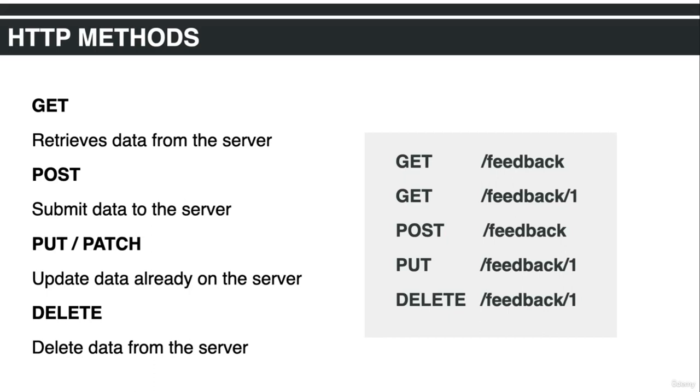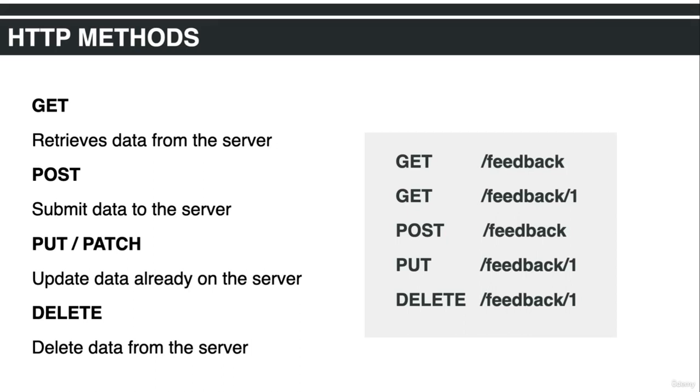A POST request is used to submit new data to the server. So if you submit a form, or you can just send JSON data directly. A PUT or a PATCH request is usually used to update data on the server, and then a DELETE request, of course, deletes data. Now, we also have a specific URL structure that we use with REST APIs.